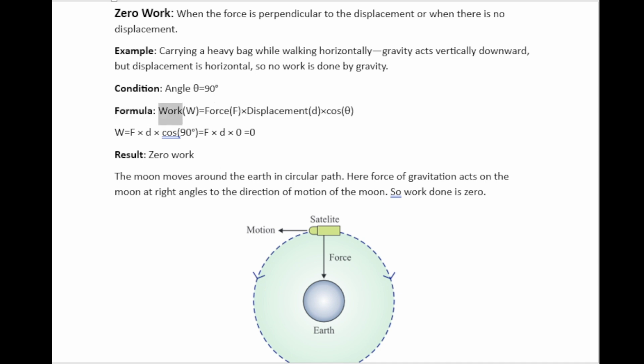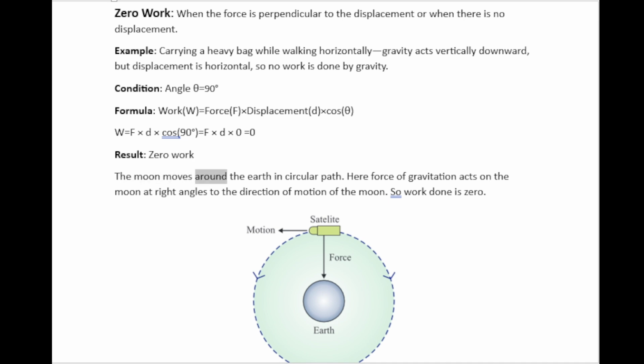Formula: work, W, is equal to force, F, times displacement, D, times cos theta. W is equal to F times D times cos 90 degrees, is equal to F times D times 0, is equal to 0. Result: 0 work.